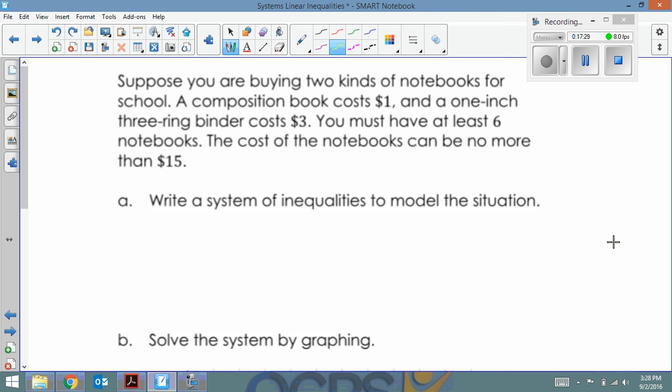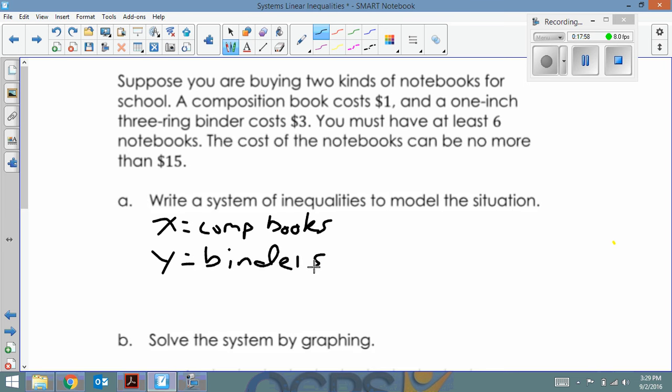So when you're writing a system of inequalities, it's the same way you write a system of equations. The first one typically will deal with the total amount of items, and the second one will deal with the money part. So we have two variables: x, which is going to be composition books, and y, which is going to be your binders. Let's look at the amount. The only thing that we know about the amount is that you must have at least 6 notebooks in total.